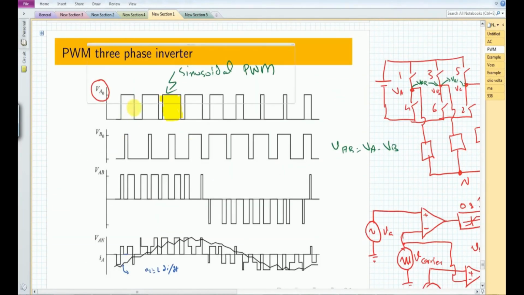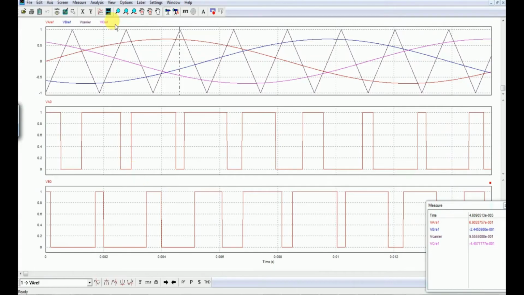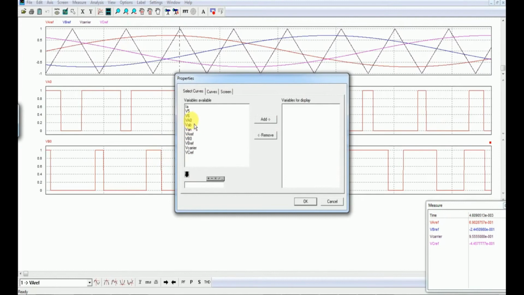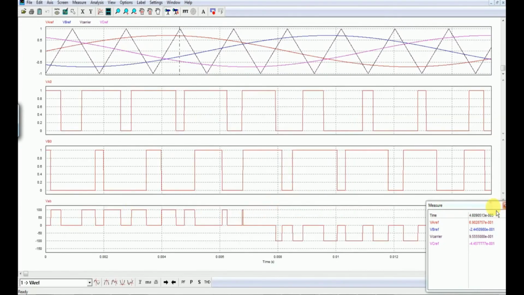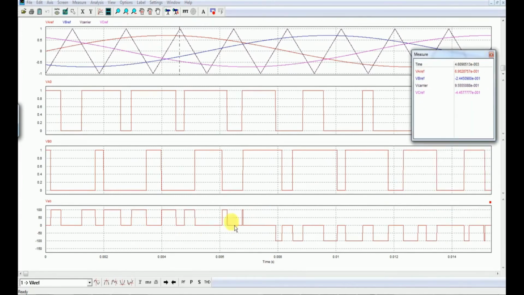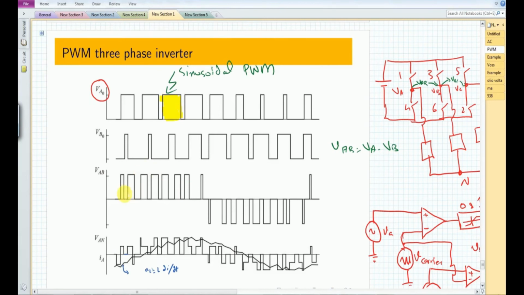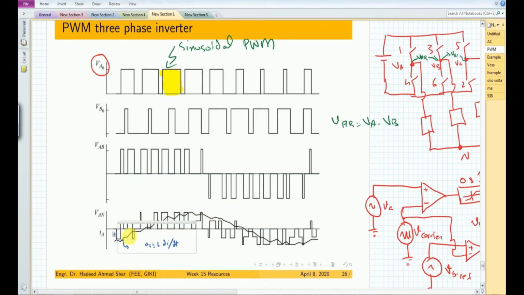So this is VA0 and this is VB0. As far as this VAB is concerned, if I plot this VAB, then it should look like this particular waveform, and this is exactly the same as we expected here. The next thing we need to see is this VA of n. So VA of n is this kind of a voltage with the current I of A.